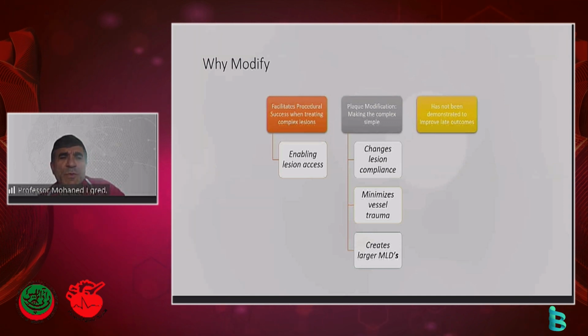So why do you need to modify the calcium? Because it facilitates the procedure itself, allowing you to deliver and get access to the lesion very well. Plaque modification also makes it much simpler because it changes the compliance, minimizes vessel trauma, and creates a larger MLD, which allows you to deliver a bigger stent and make sure it is expanded very well. And we know it has been shown to improve late outcomes by eliminating stent underexpansion and stent malapposition.